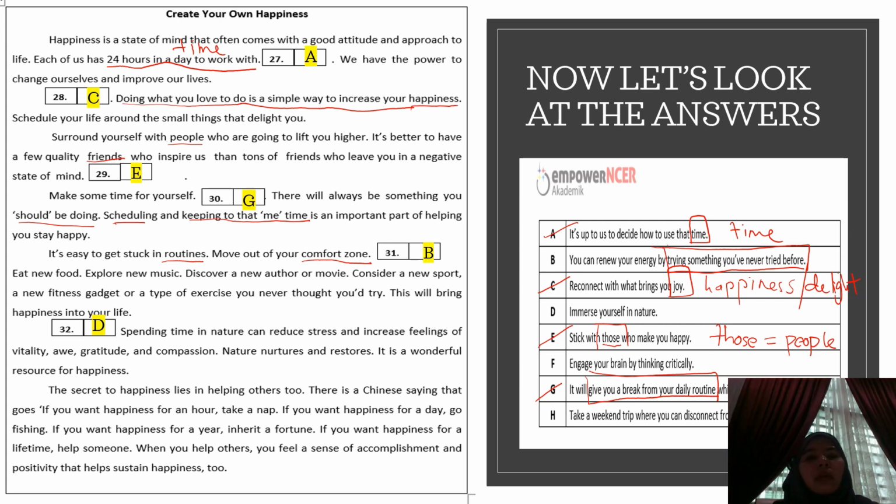Let's look at gap 32. The answer given is D. Alright, the answer given is D. Spending time in nature. Okay, so the keyword here is nature, and the answer definitely is going to be about nature. Alright, immerse yourself in nature. Spending time in nature can reduce stress and increase feelings of vitality or gratitude and compassion.